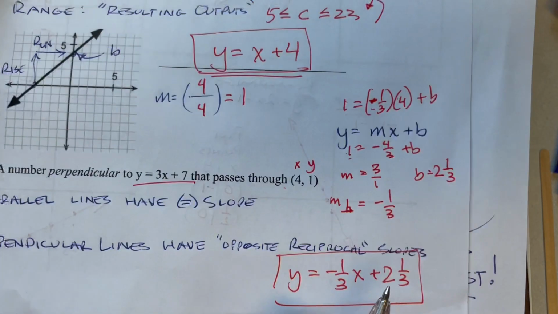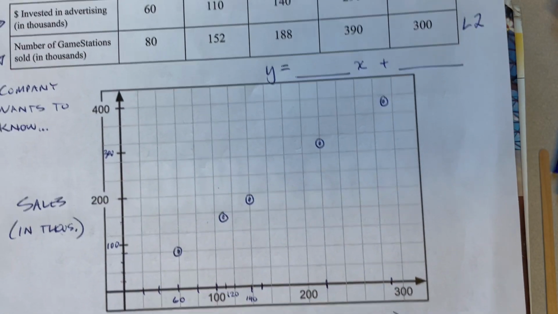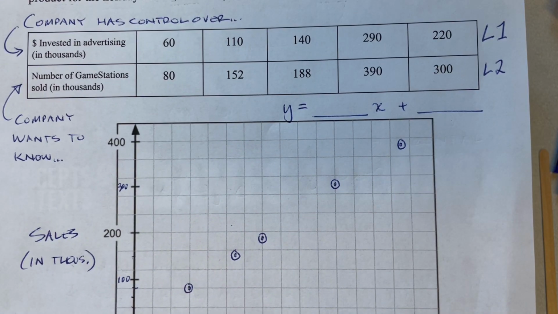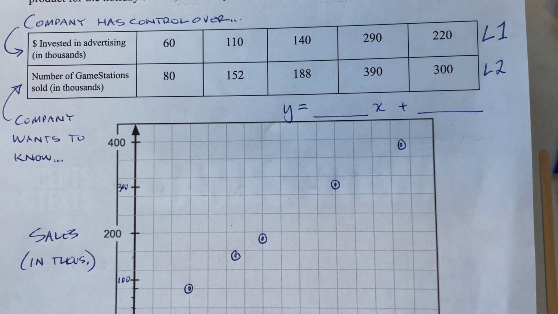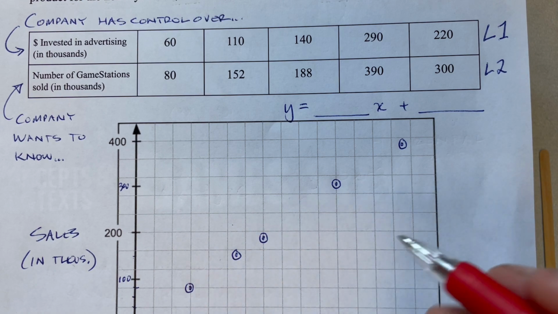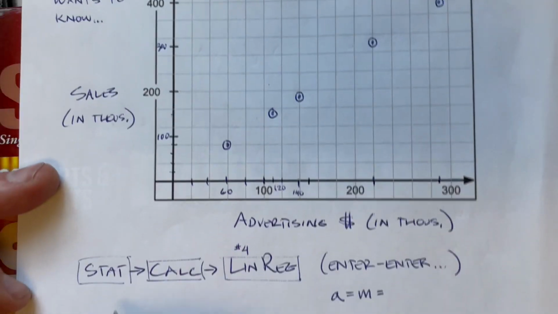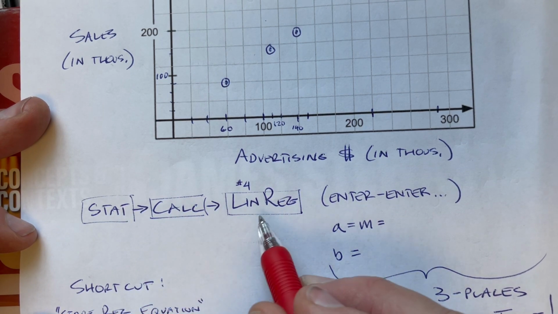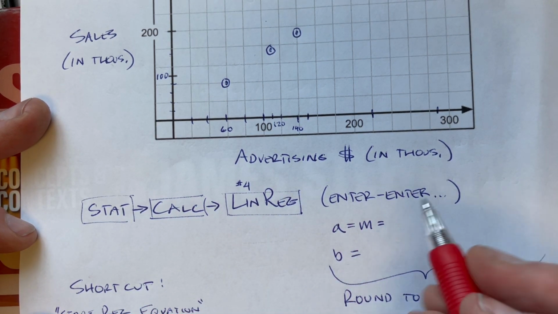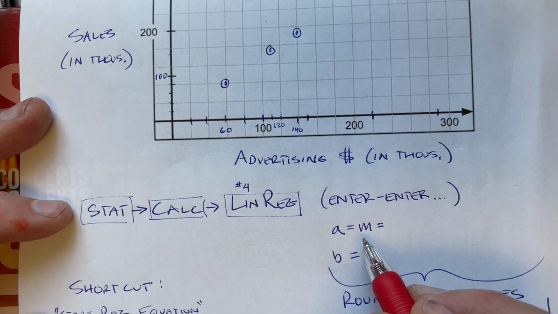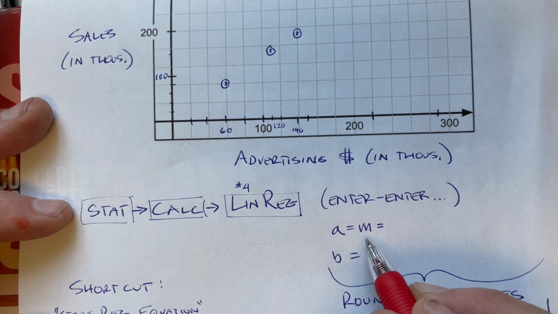All right? And finally, onto this, and we're going to get our calculator out and put those into L1 and L2. When you do that, you're going to plot these, and then you will go into Stat and Calc and LinReg. Choose option number 4. You can hit Enter, Enter, and it's going to tell you what your A number is. That's actually the same as your slope.